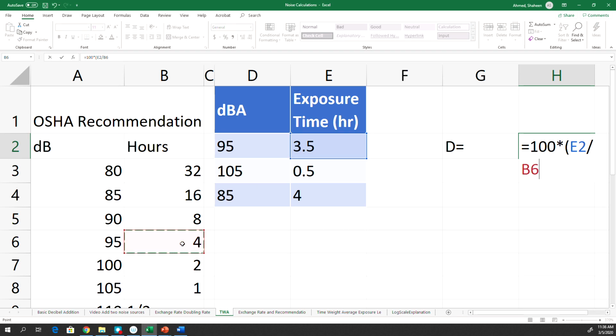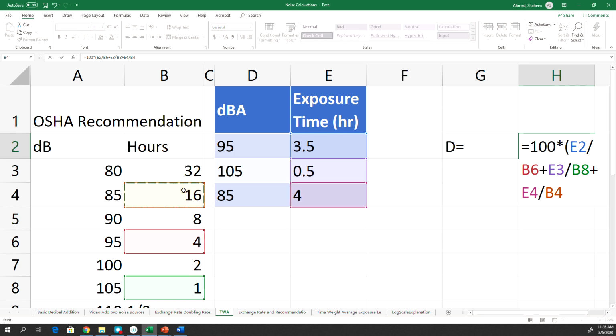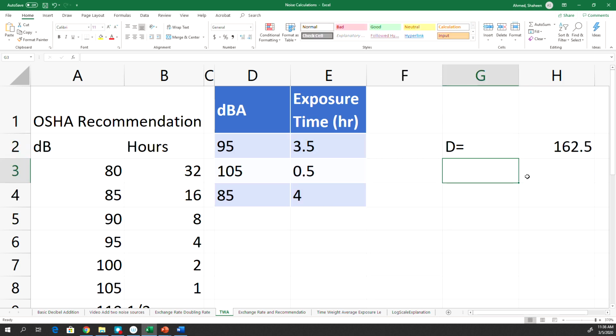is 4 hours. So I'm going to select that, plus half an hour for 105 level noise level exposure, and then divide by this 1 hour, which is the recommended at that level, plus 85 decibel, which the person is exposed to 4 hours, divide by the permissible hours, which is 16. So I'm going to select that, close the parentheses. So about 162 for the D.